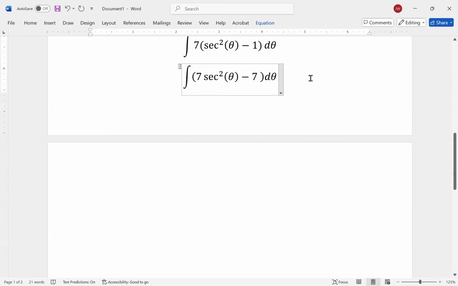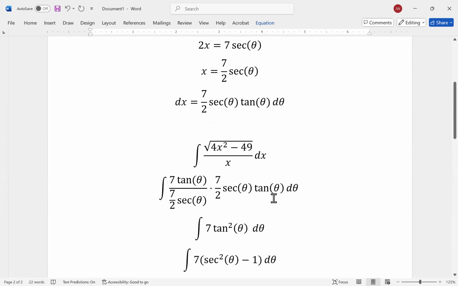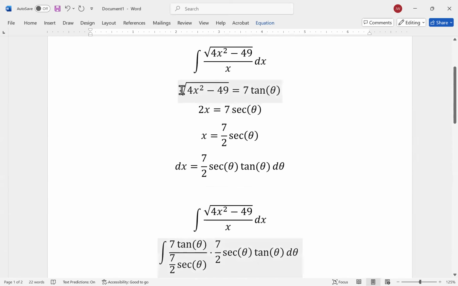Well, what's the antiderivative of secant squared? The antiderivative of secant squared is tangent. So we get 7 times tangent, that's just regular tangent, of theta minus 7 theta, and then obviously tack on a plus c at the end. So 7 times tangent theta minus 7 times theta plus c. Remember, 7 tangent theta was this ugly square root.